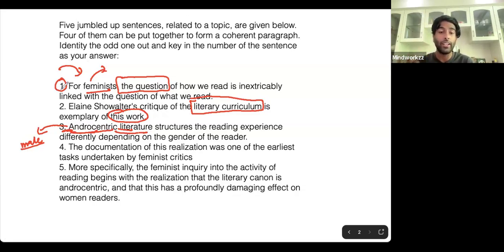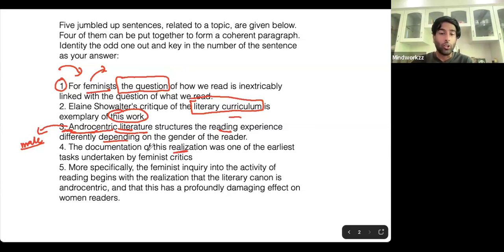So just keep these two ideas in mind. Let's move forward. The documentation of this realization. Now, again, we have come to some realization, right? Now, what is this realization? Have we talked about this realization? This is not the realization. Please try to understand. Different reading experience being different depending on the gender of the reader is not a realization. It's just something that they have come up with.